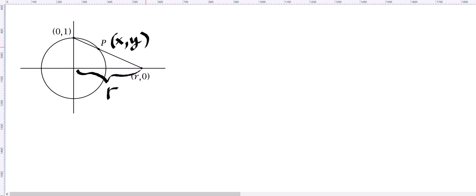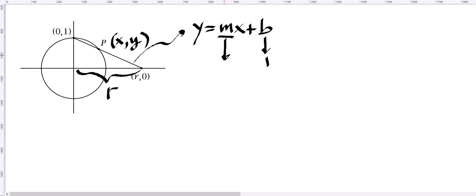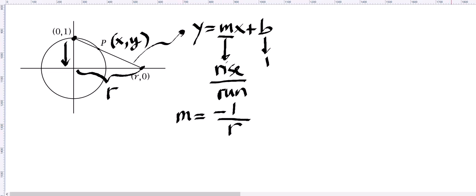Since we now have a line, we may define this line by the equation y equals mx plus b, where m is the slope and b is the y-intercept. We know that b here is equal to 1 because the intersection of that line and the y-axis is the point 0, 1. Now, what is the slope of that line? We know that the slope may be defined as rise over run. And since we have a unit circle here, from one point to another point, our rise from 0, 1 to r, 0 is negative 1, and our run is equal to r. Hence, m is equal to negative 1 over r.